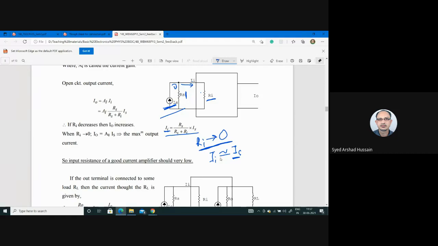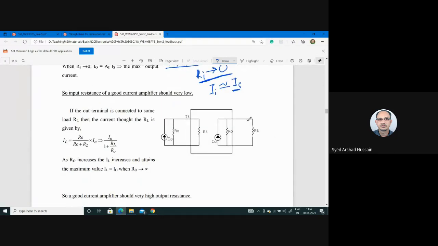Now what about the output? Again, we draw the output using Norton's theorem, a current source and a resistance in parallel. This is the output, with RL to have the output. Let's see how this looks. The current through RL, IL, is equal to R0 divided by R0 plus RL into I0. This is just a reorientation.